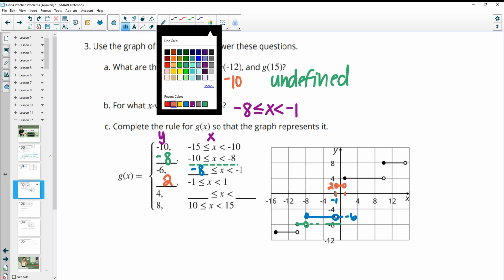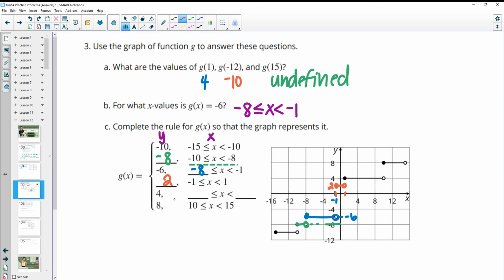Then we want to look at when the graph is at 4. So when that y value is at 4, what x values are these? So that's going to be here at 1 all the way up to about 10. So the lower boundary is 1 with a closed circle because it's equal to, and then up to 10 without an equal to under it.